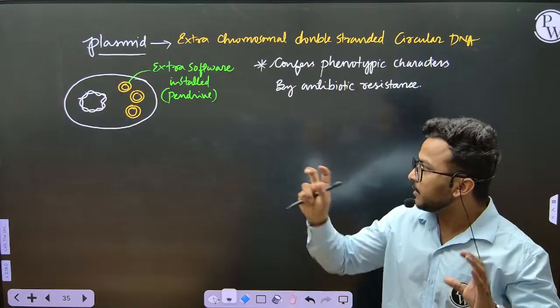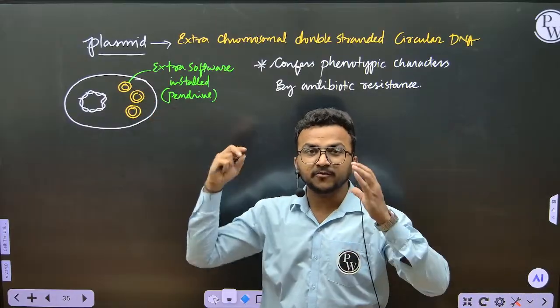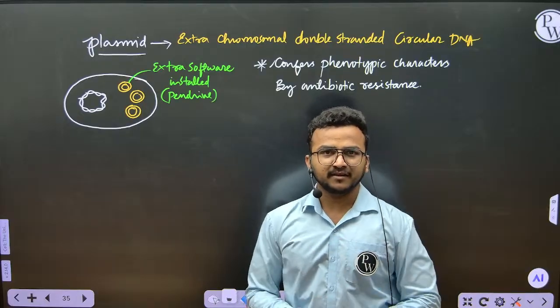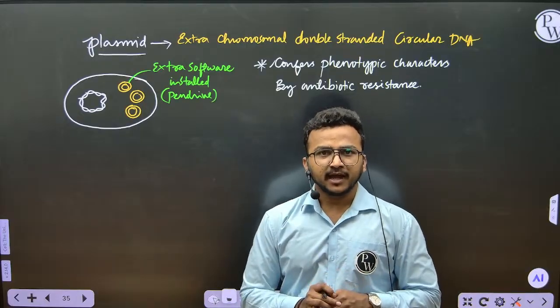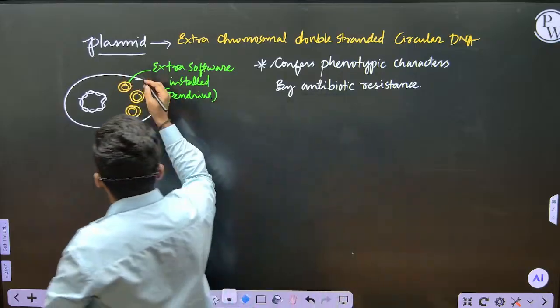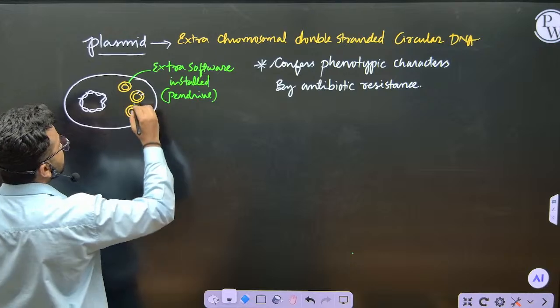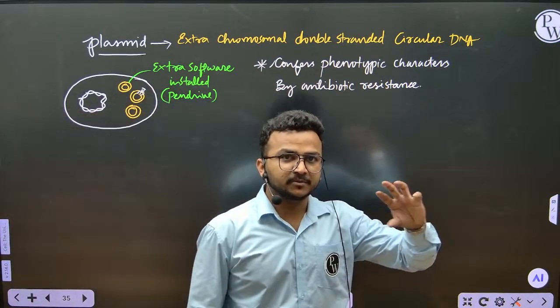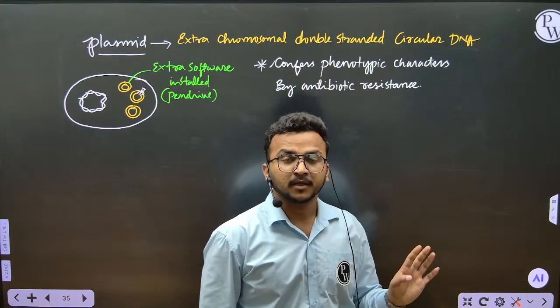So bacteria have plasmids for themselves to protect against other organisms or other chemicals there, and it will be having some genes which will be producing antibiotic resistance there. So that antibiotic resistance will be produced by them.